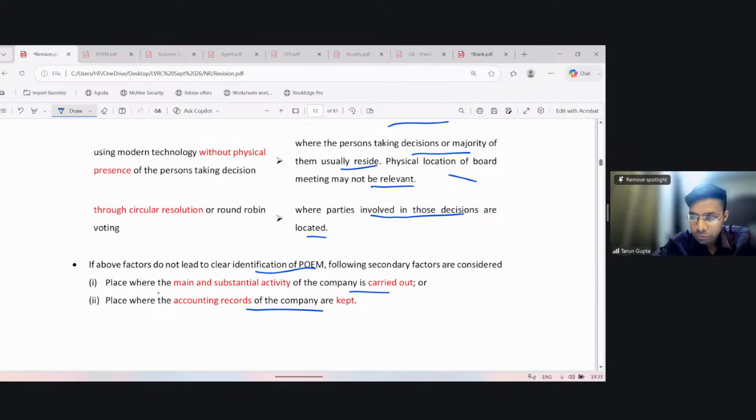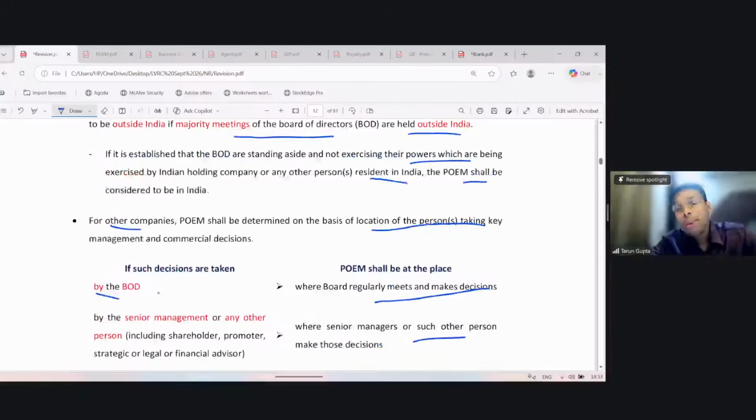Okay. So by the word POEM, we mean the place where key management and commercial decisions are taken. Where the activities of the company are being carried on is not much relevant from the POEM perspective. Okay? We are looking for the place where the decisions are taken. Where decisions are implemented is not much relevant.